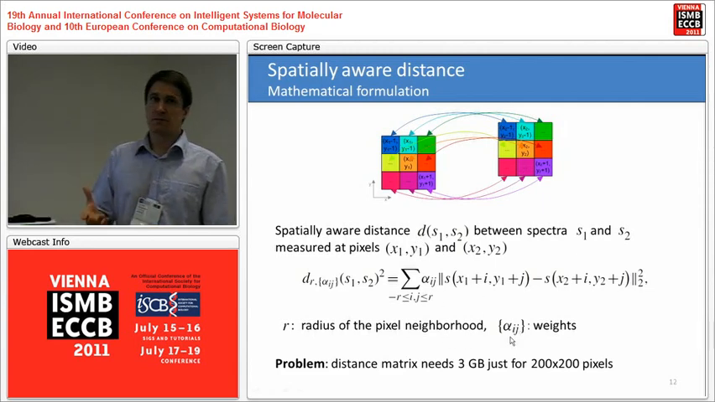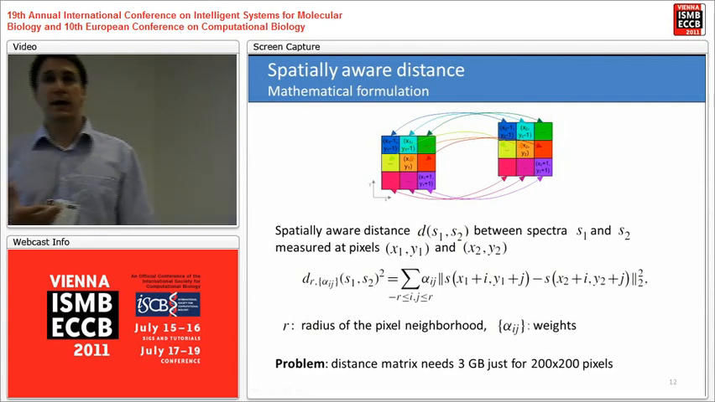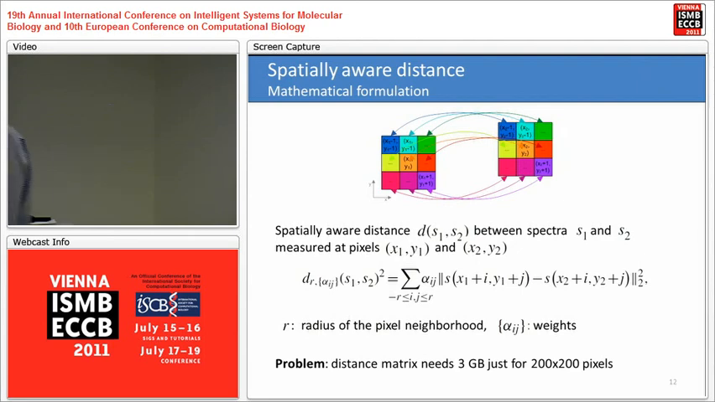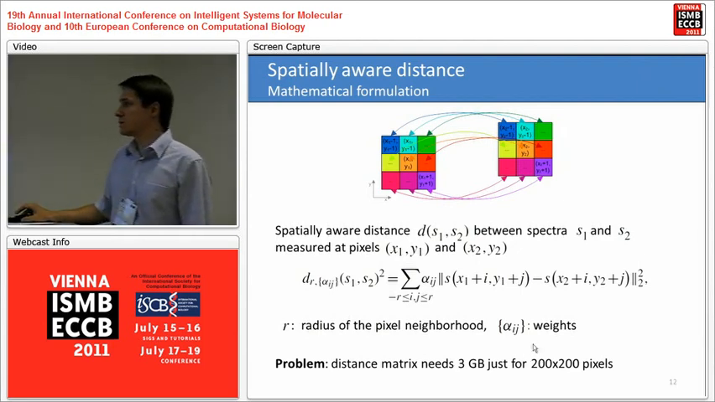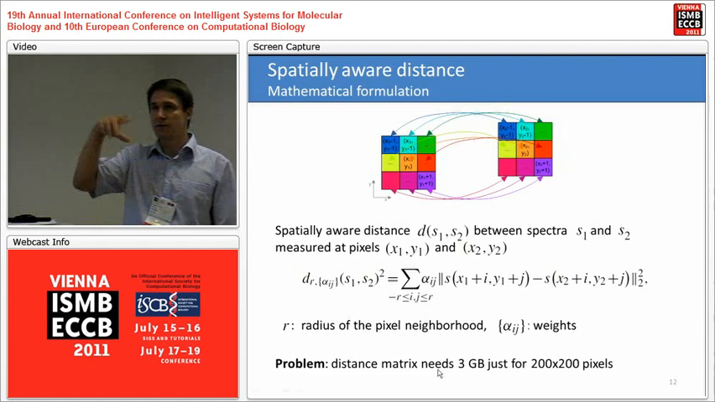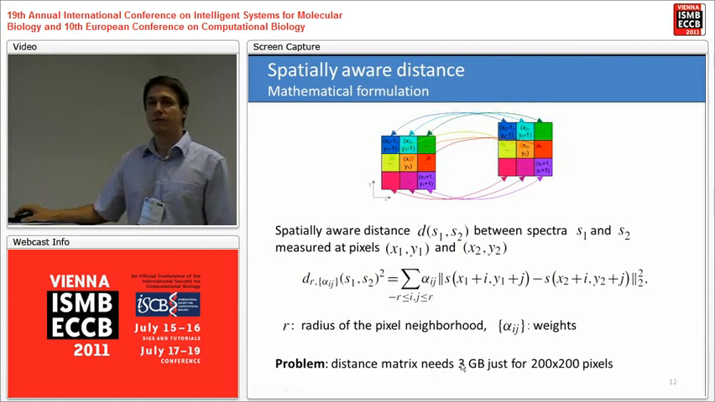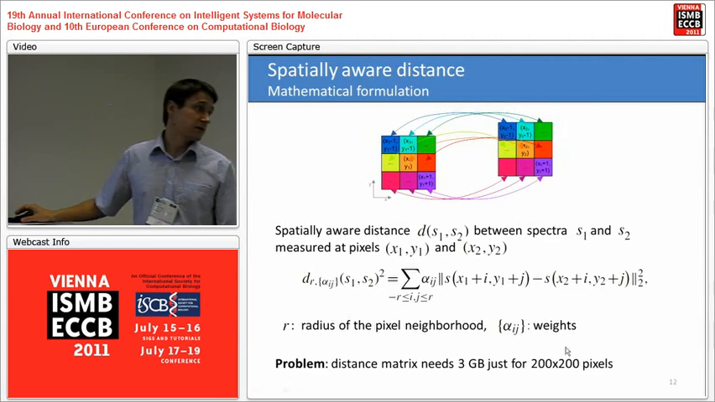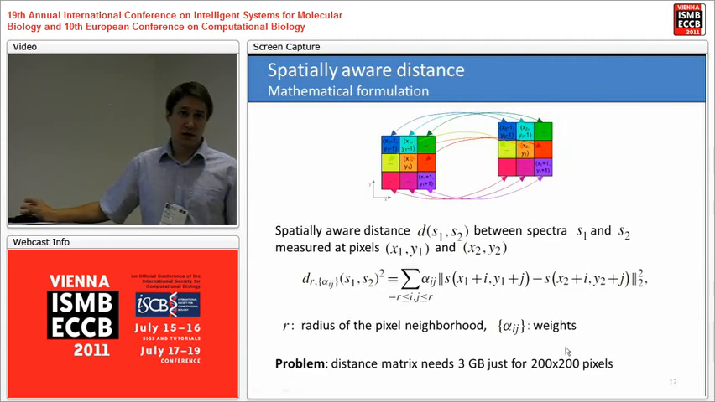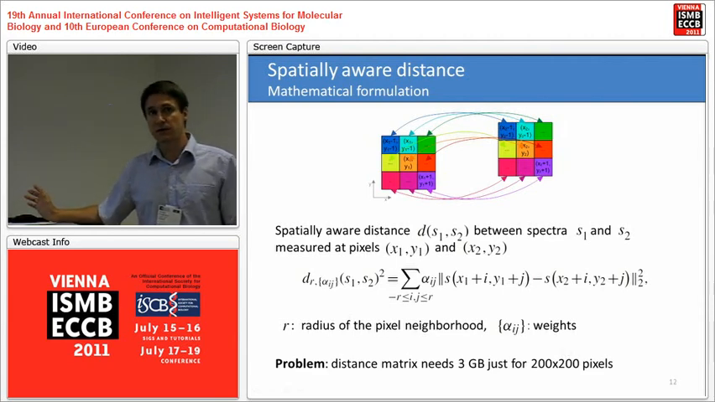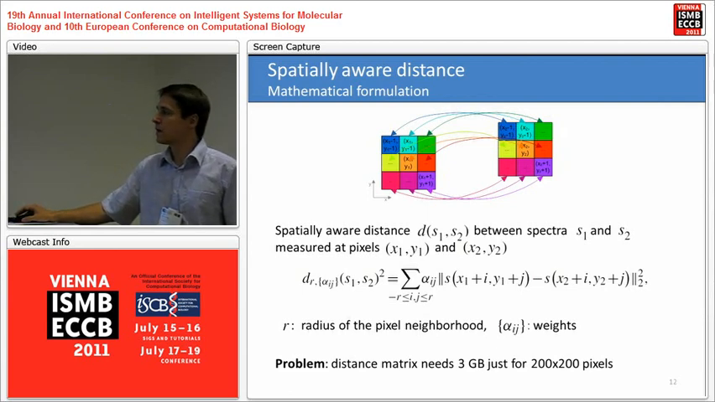But still we have a problem. It's not that I don't like distance-based clustering. It simply doesn't work in this case because we have a large dataset. Even for 200 by 200 pixels, the distance matrix, even half of it, will occupy 3 gigabytes. And this is a fairly small dataset. So that means we cannot just use straightforward distance-based clustering.